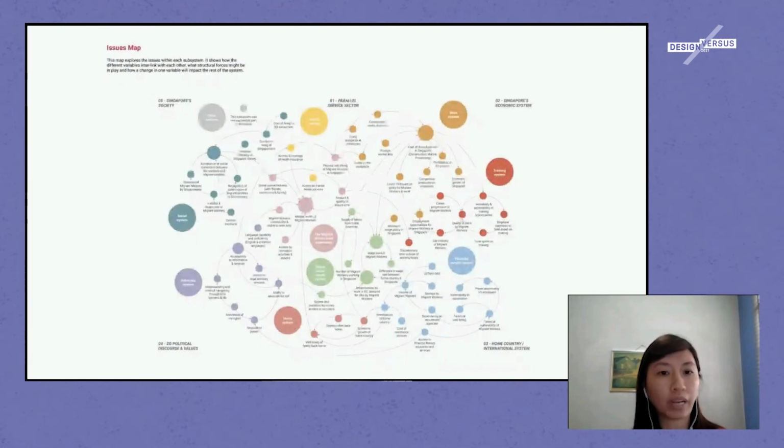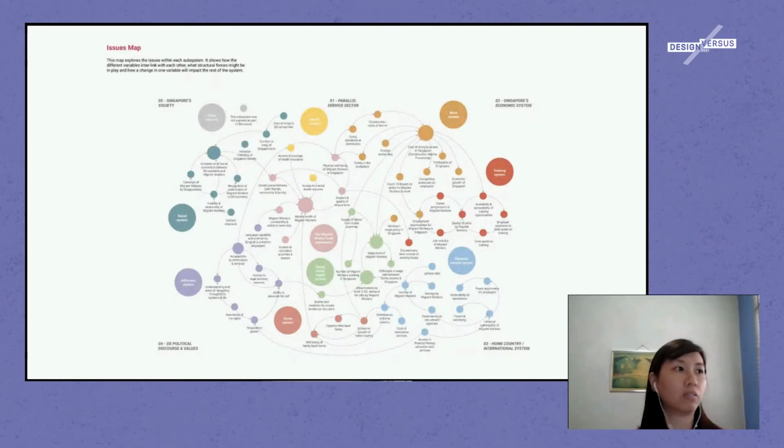So there was this pressing need to understand the ecosystem, to bring the different players in this ecosystem together, to map out the issues, to build relationships within the ecosystem. And how do we do that?